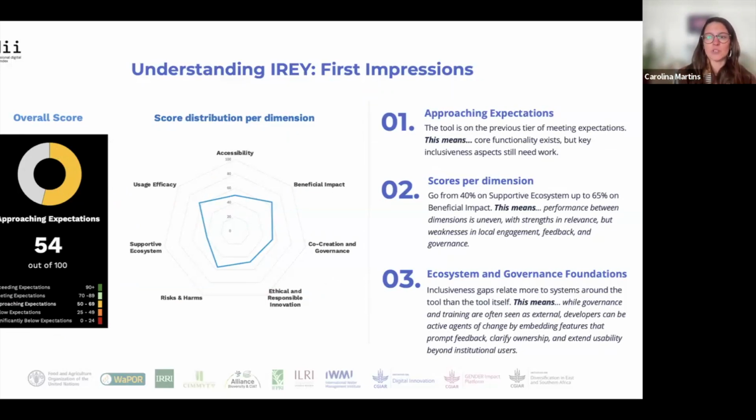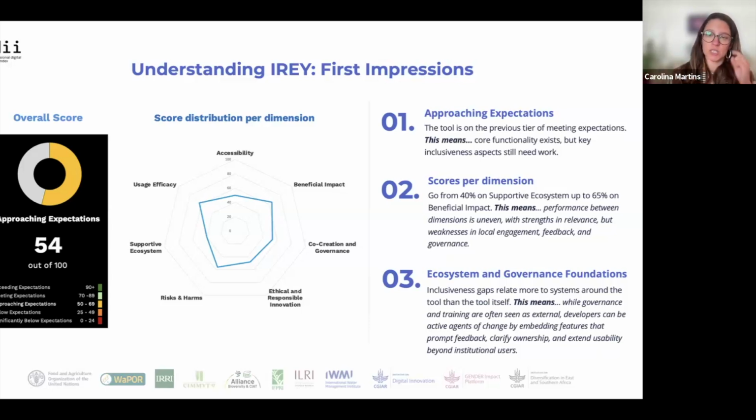So from here, we can understand that there's a discrepancy or a variance in terms of score per dimension. We can see that it goes from 65% in beneficial impact to 40% on the supportive ecosystem dimension. While this already gives us the first impression, we understand that the tool is producing good outcomes and has a beneficial impact in real field contexts. However, there are weaknesses in local engagement, feedback, and governance.